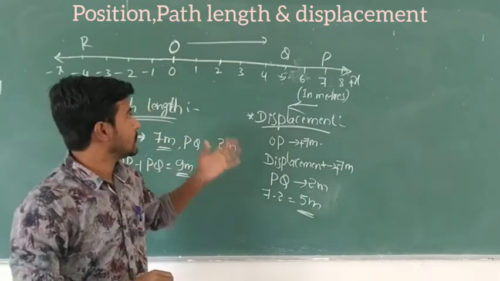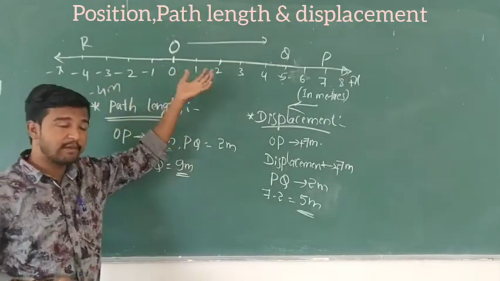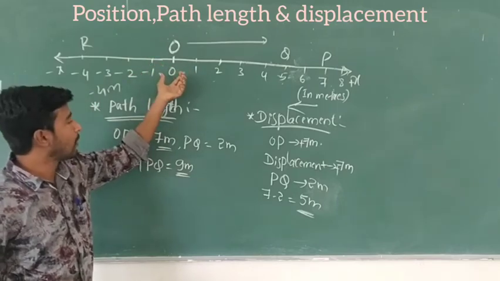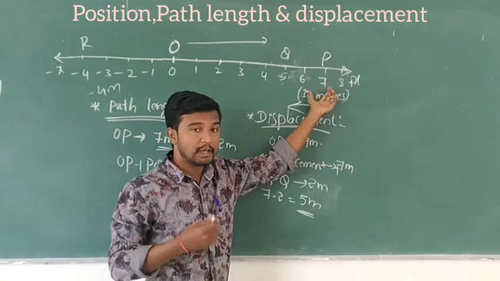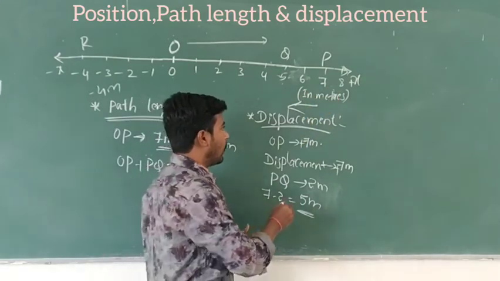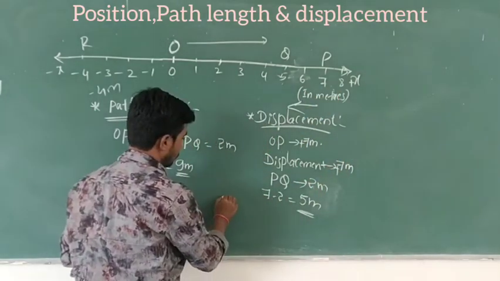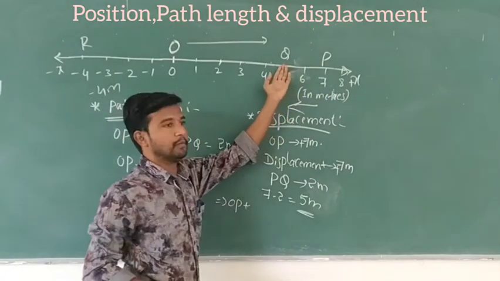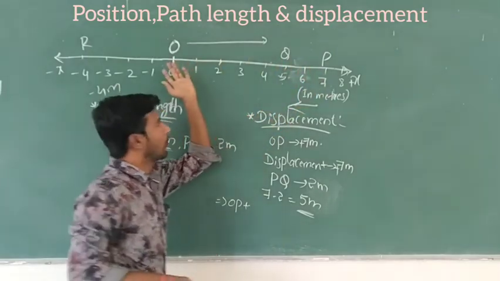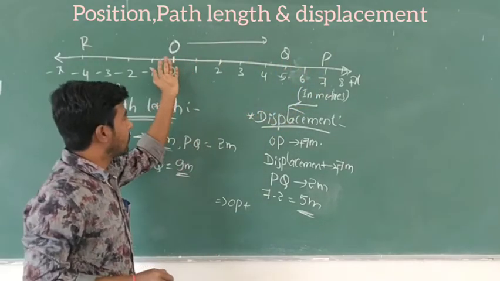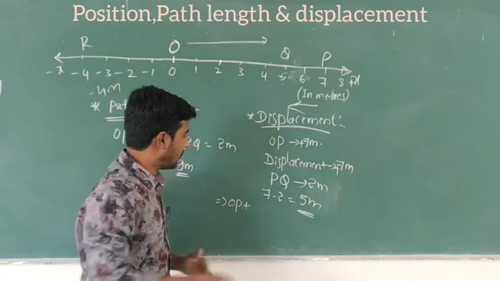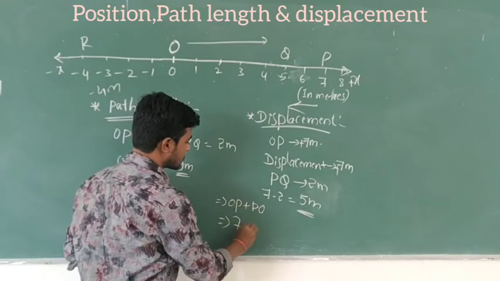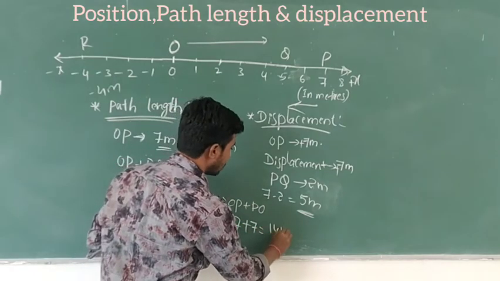Clear? So in this figure, the object moves from O to P. The distance is 7 meter. O to P plus P to O. The distance covered by the body from O to P is 7 meter, plus P to O. So how much distance covered? 7 plus 7. This is 14 meter.